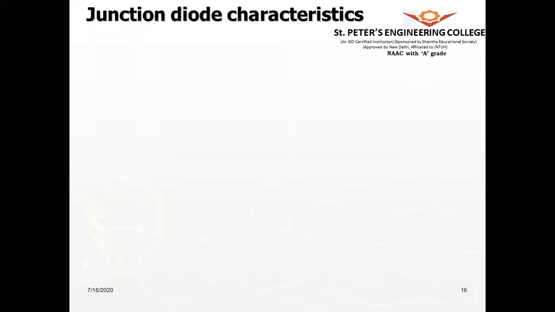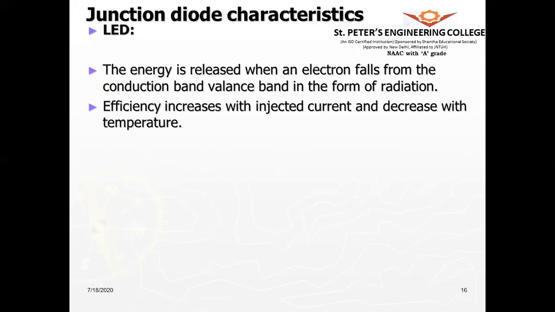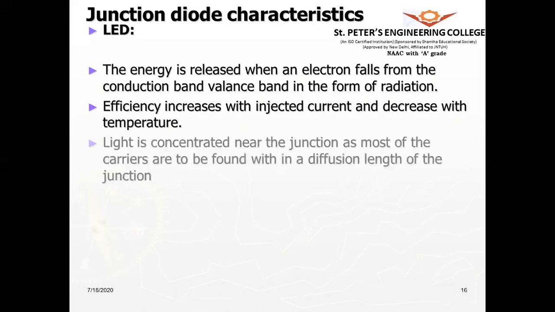It is used in many applications. And next is the LED. LED is the light emitting diode, and here the energy is released when an electron falls from the conduction band to the valence band, and this is what is used in the LED. So the efficiency increases with the injected current and decreases with temperature. The light is concentrated near the junction, as most of the carriers are to be found within the diffusion length of the junction.